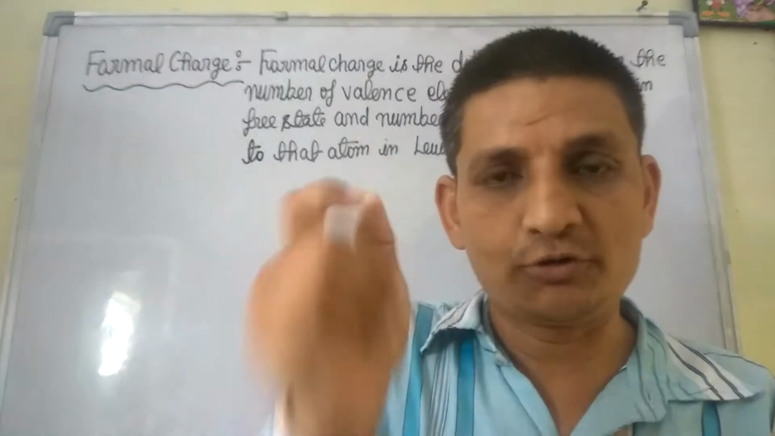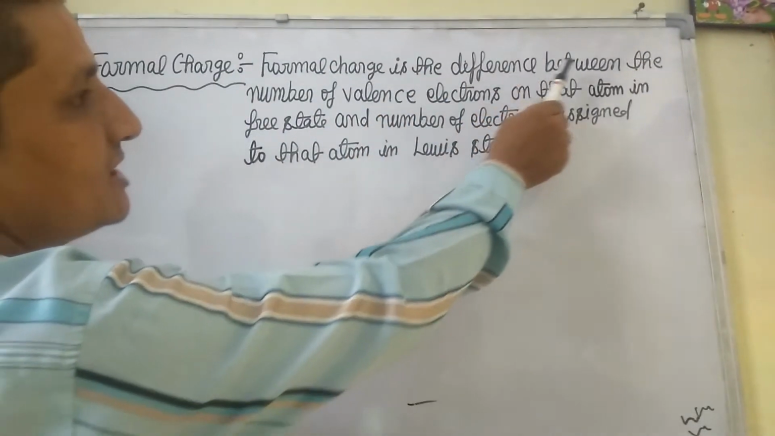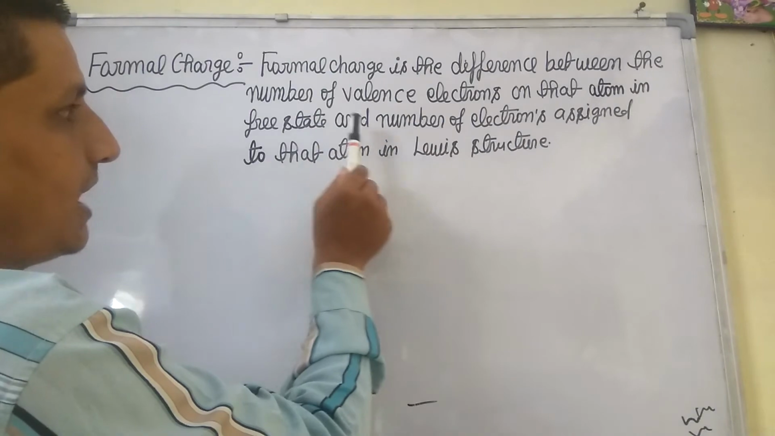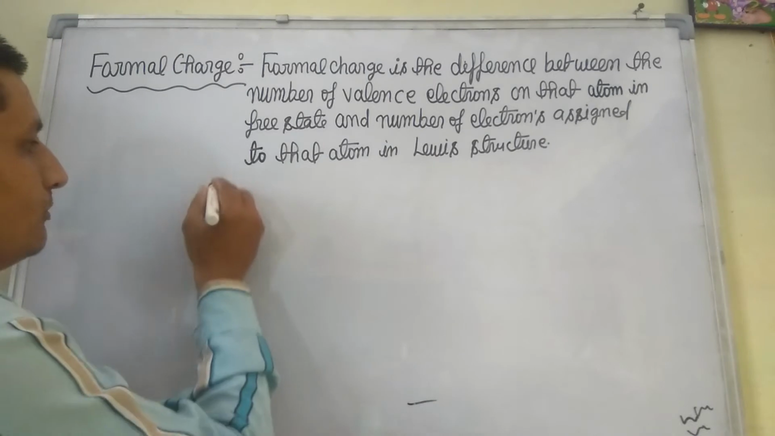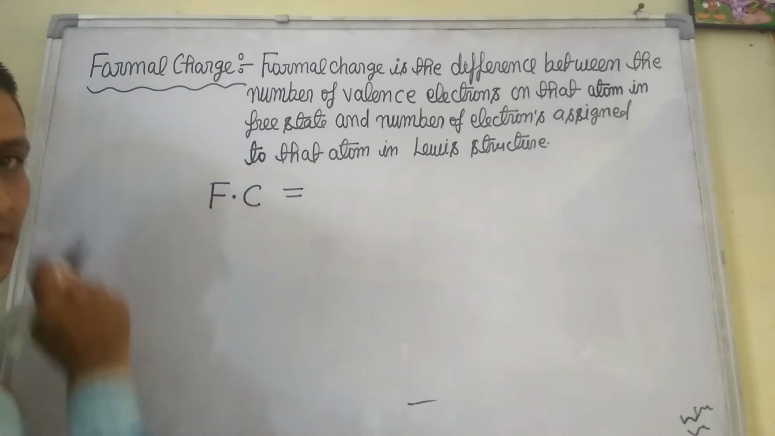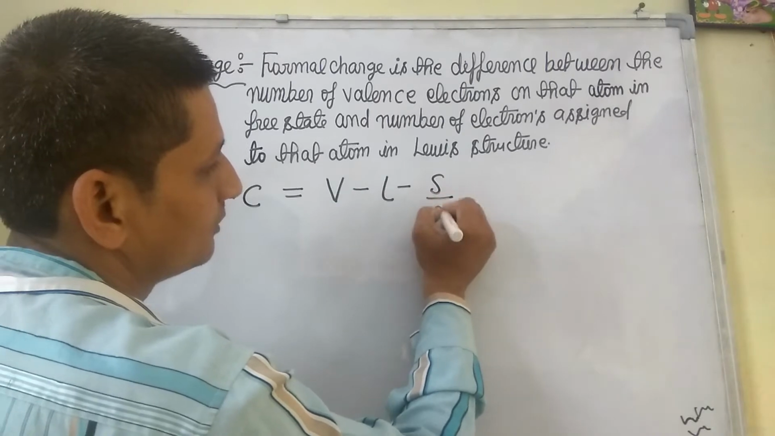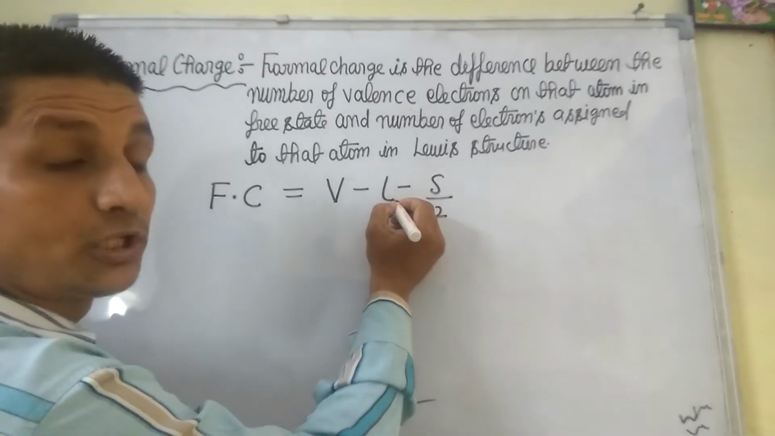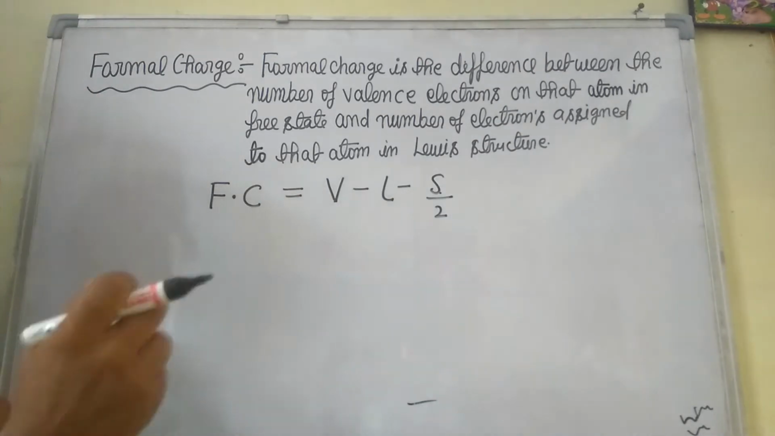So look here, the topic is formal charge. Formal charge is the difference between the number of valence electrons on that atom in free state and the number of electrons assigned to that atom in Lewis structure. So the formula of formal charge, FC, F for formal, C for charge, is equal to V minus L minus S by 2. Here V is the total number of valence electrons, L is the total number of lone pair electrons, S is the total number of shared pair electrons.